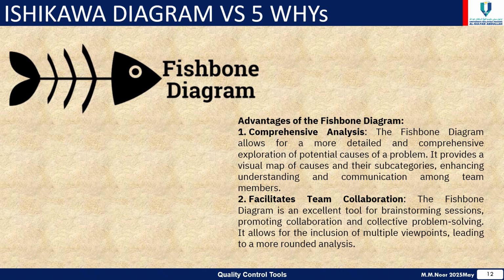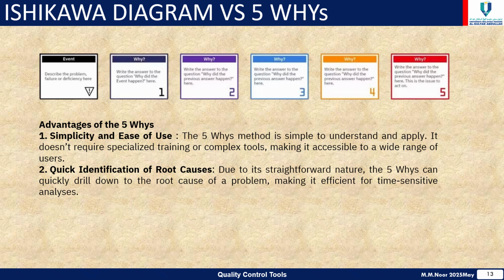So here is the advantage for fishbone. It offers more structure. It's ideal for team brainstorming, and it helps group ideas into categories, which makes complex problems easier to manage. On the other hand, the 5 whys is quicker and easier to apply, especially when time is short. It doesn't need a diagram, just a good brain and notebook.